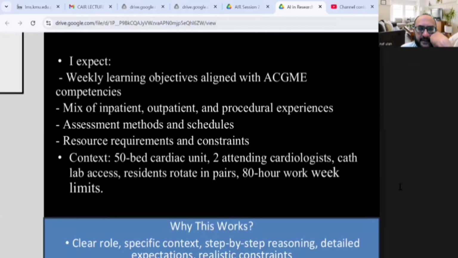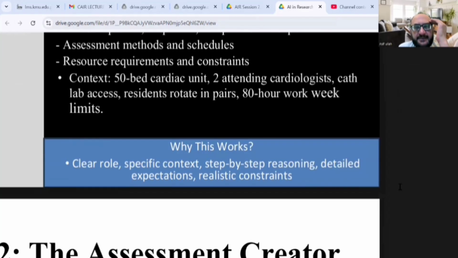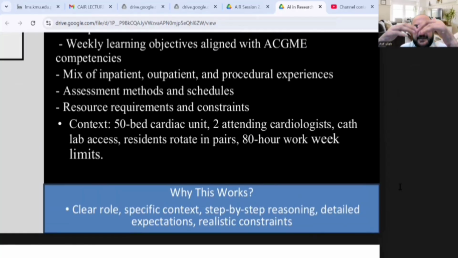I expect weekly learning objectives aligned with ACGME competencies, a mix of inpatient, outpatient, and procedural experiences, assessment methods and schedules, and resource requirements and constraints. Context: a 50-bed cardiac unit with 2 attending cardiologists, cath lab access, residents rotating in pairs, and 80-hour work week limits. Why does this work? It gives a clear role, specific context, step-by-step reasoning, detailed expectations, and realistic constraints. There are no out-of-the-world constraints in this.